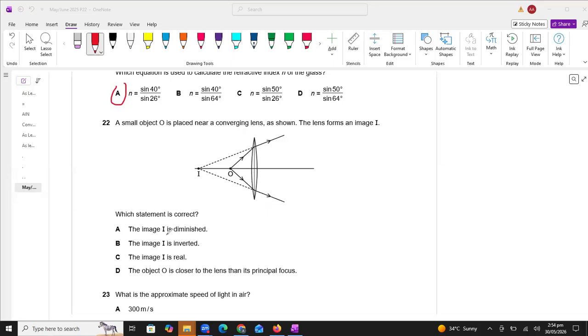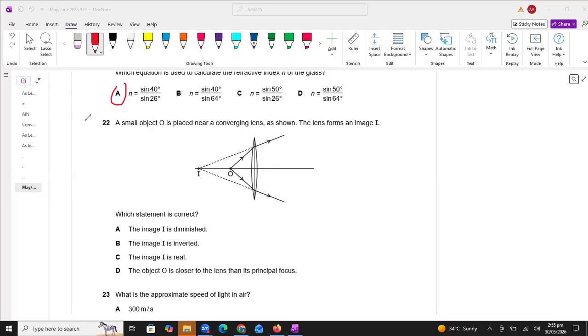Image is real? No. When we are getting the upright image, it means that the image is virtual. So the only correct option we can see here is D, that the object O is closer to the lens than its principal focus. This is the only case in your lens cases when the object is placed very close to the lens, so the image is formed on the same side. This is the case of a magnifying glass.